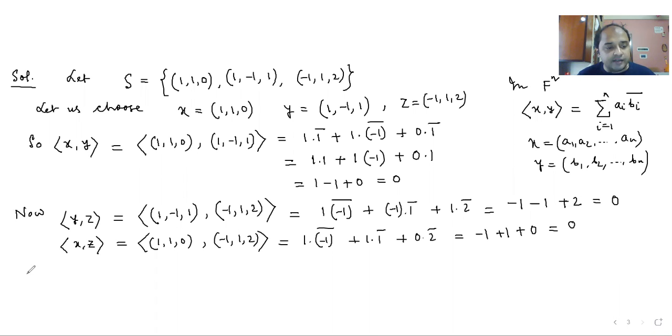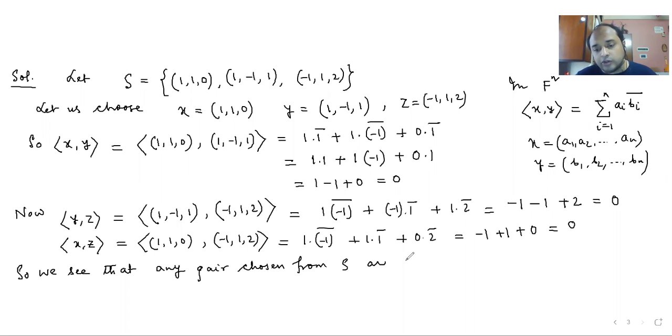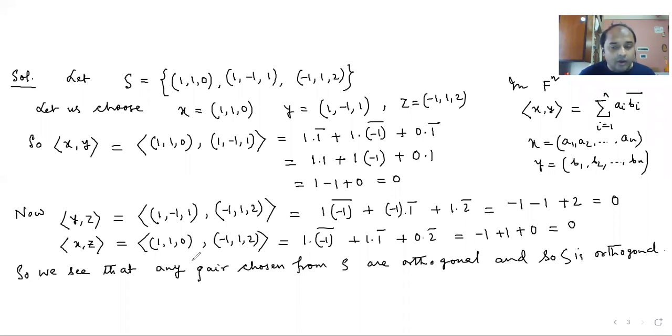So we see that any pair chosen from S is orthogonal, and so S is orthogonal. Okay, now this job is done.